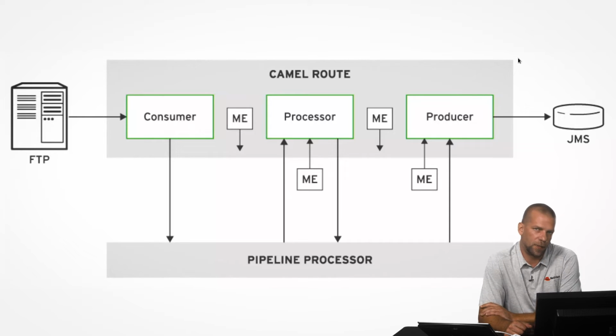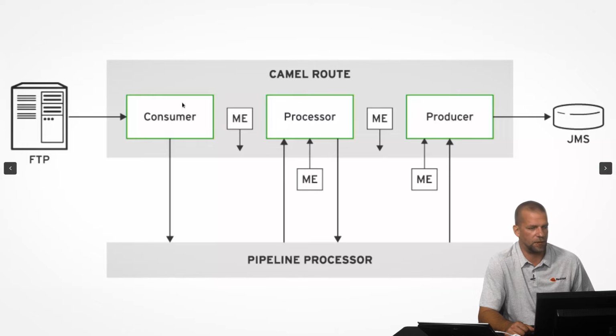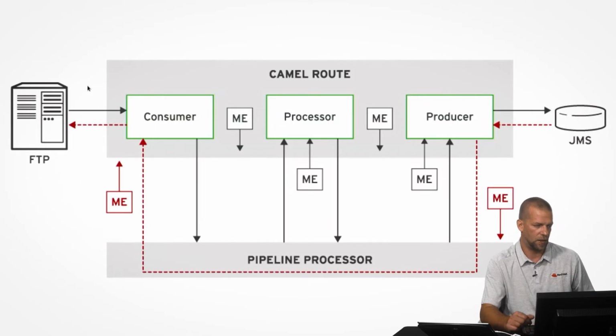This is a very simple example though, because it uses what we call unidirectional processing. The FTP server simply delivers the file to the consumer component and does not require any sort of response from the pipeline itself when the processing continues.